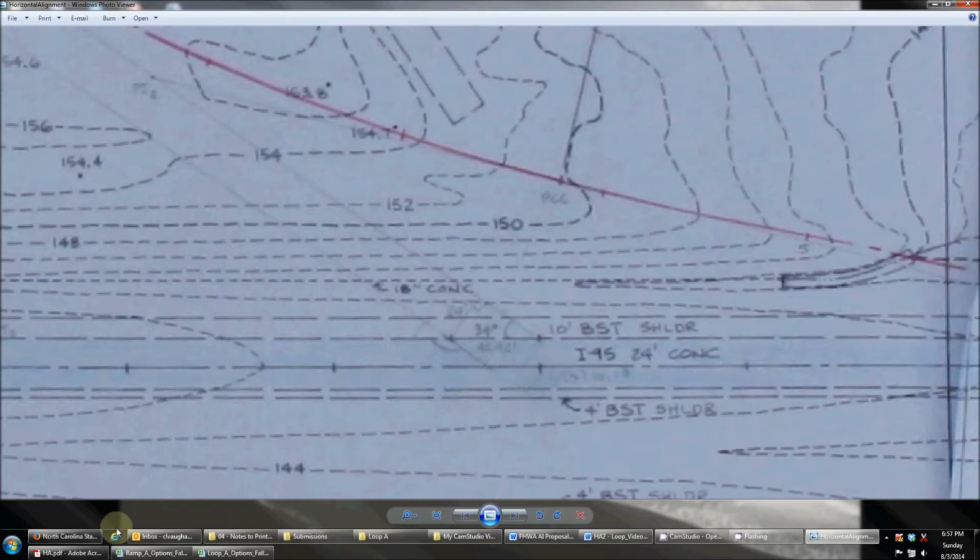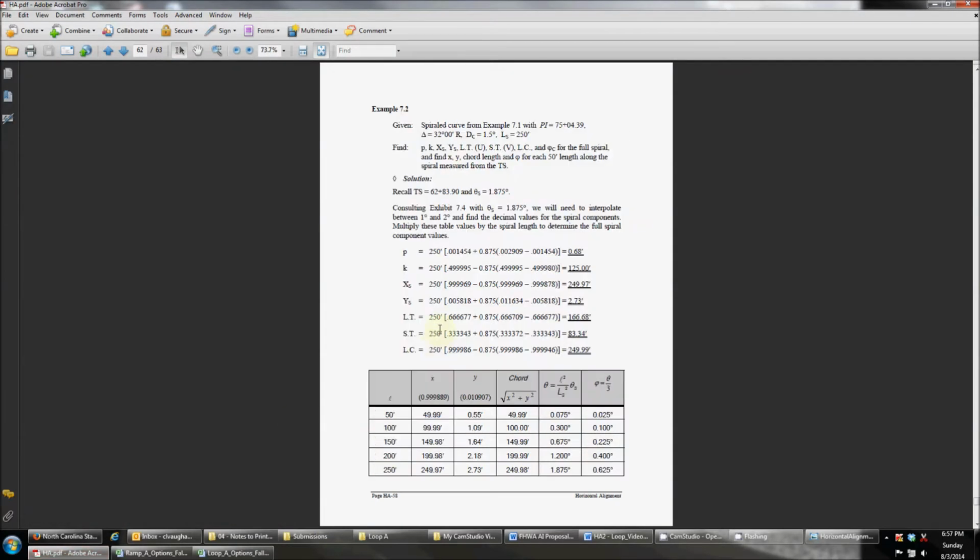Let's see if I can pull those up real quick. Page 58 is here. This is just an example problem. So P is found by multiplying the length of spiral times this. This step here is just an interpolation because of the theta S angle that they found. So yours, you won't have a theta S that's equal to an exact whole number.